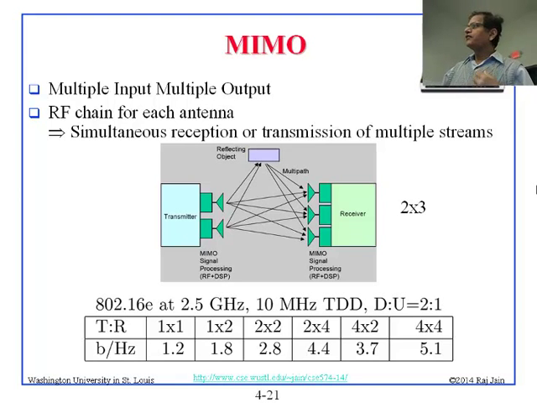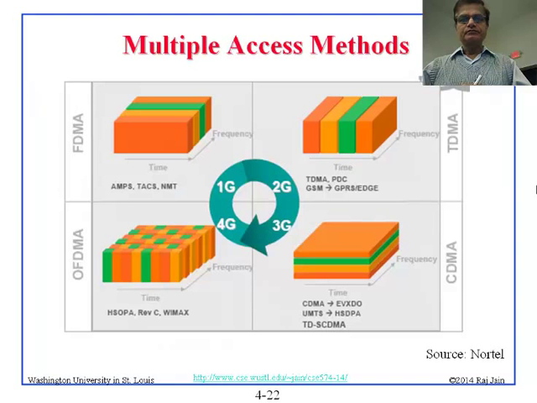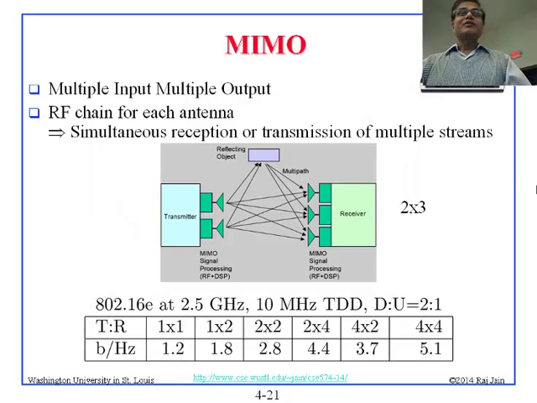Okay. Now, if you get more bits per hertz, basically you are getting more bits because for the same hertz, right? Any question about MIMO?